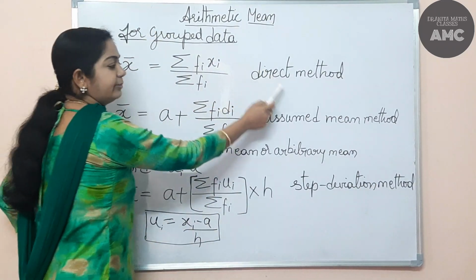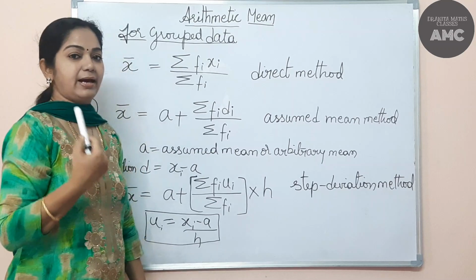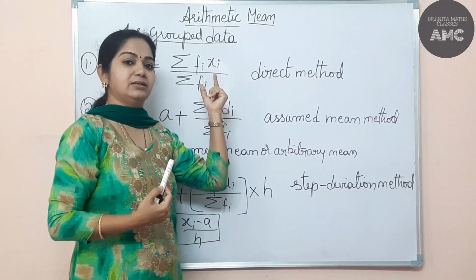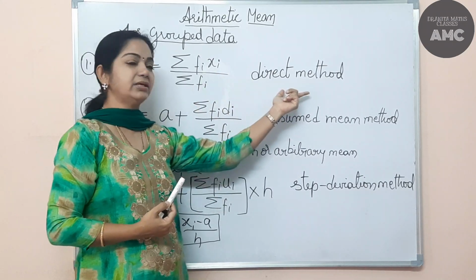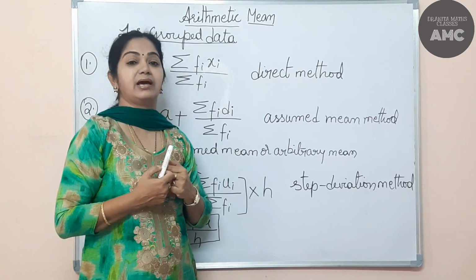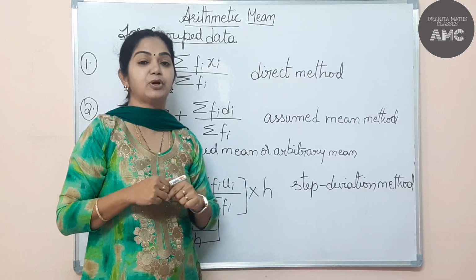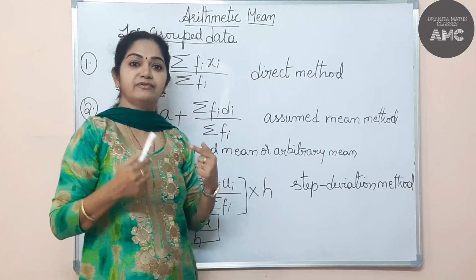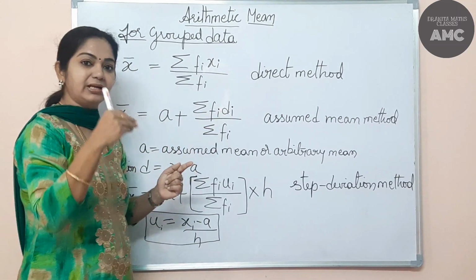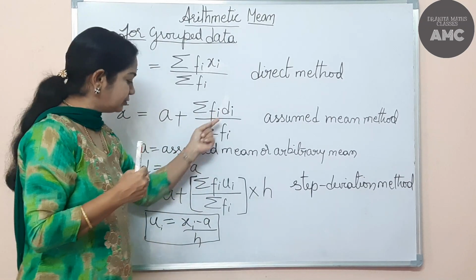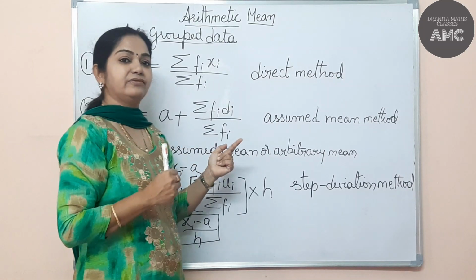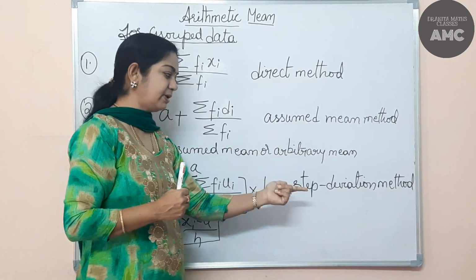Now, why so many methods for the arithmetic mean? For smaller values of fi and xi, we will be directly finding the product and using the direct method. And if the values of fi and xi are very large and finding the product becomes very tedious and time consuming, we will be forming it into the deviation so that it is simpler. Using the u value makes the values much simpler.